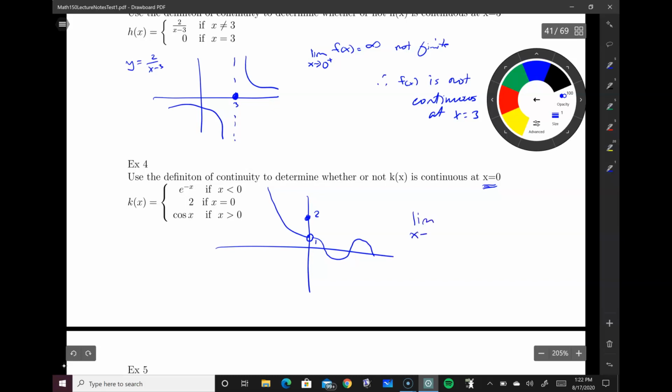So let's talk about how the limit as x goes towards 0 of k of x, I guess I should be using the right letter, right? The limit does not equal k of 0. So k of 0 is defined as 2, and when x equals 0, the y value is 2, but the limit as x goes towards 0 is 1. These are not equal to each other, so this is what says it's not continuous.